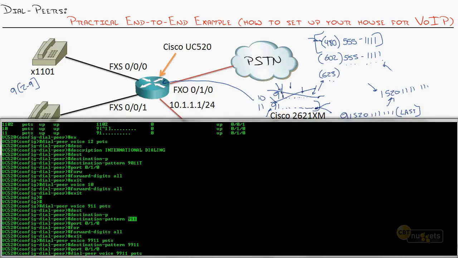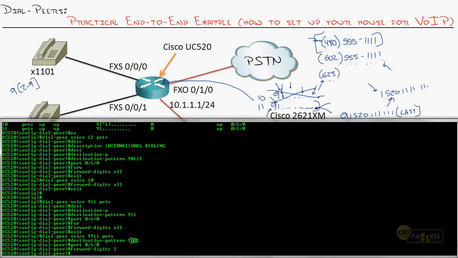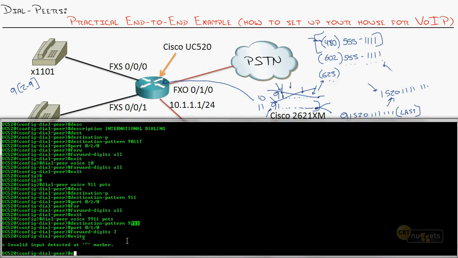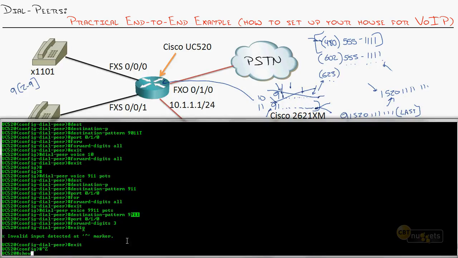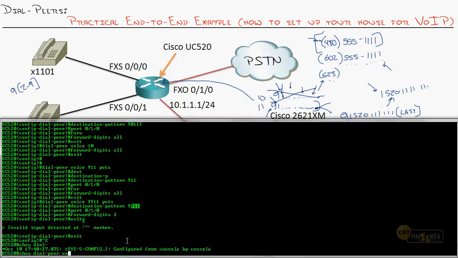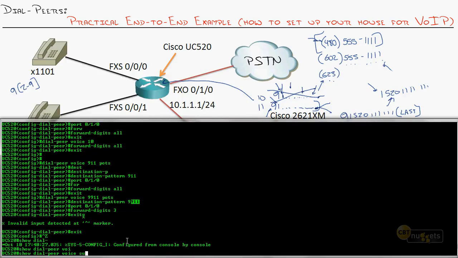And again, if we're doing this in the real world, I would say 4 digits 3 to only send these 3 rightmost digits and strip off that preceding 9 that's on there. Not too bad, isn't it? I mean, if you look at it, in 4 dial peers, we've created the entire dial plan for the North American PSTN.